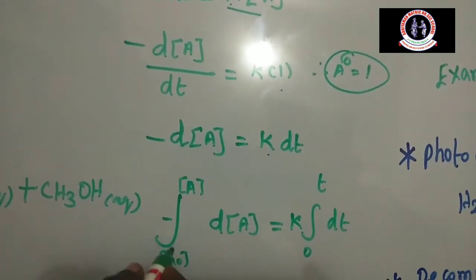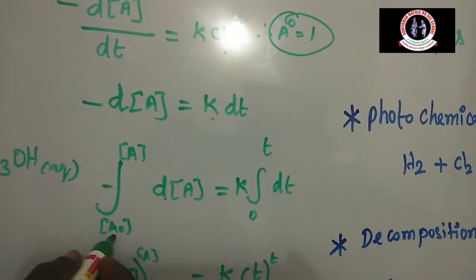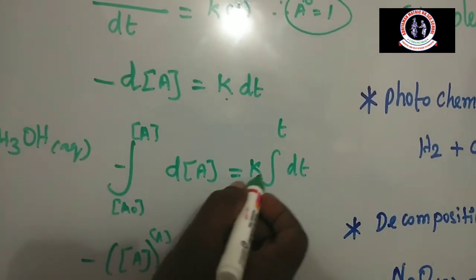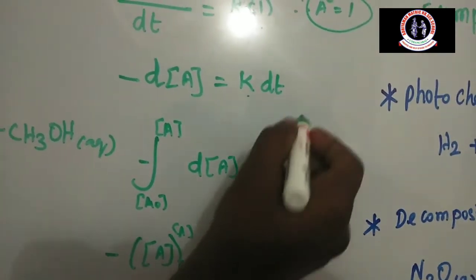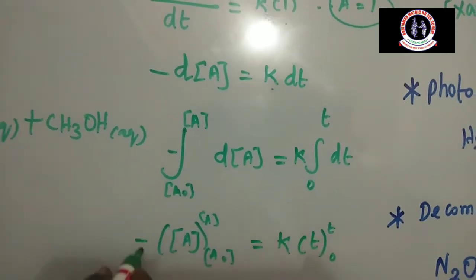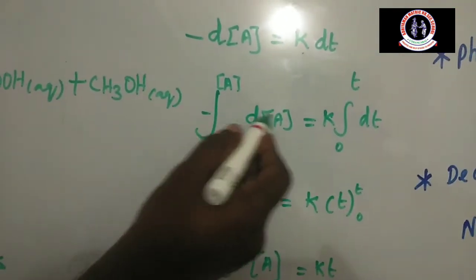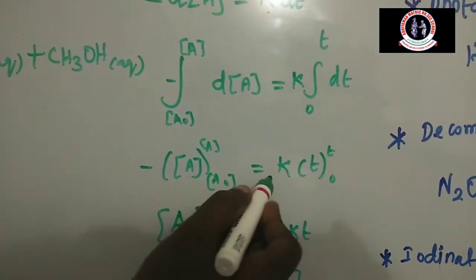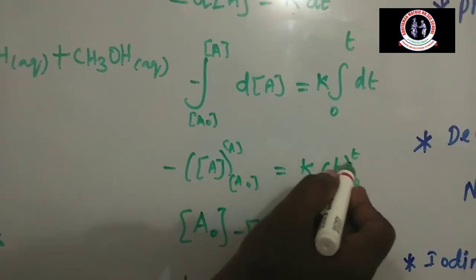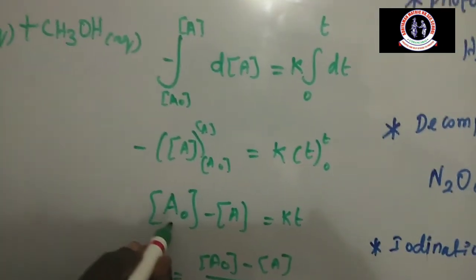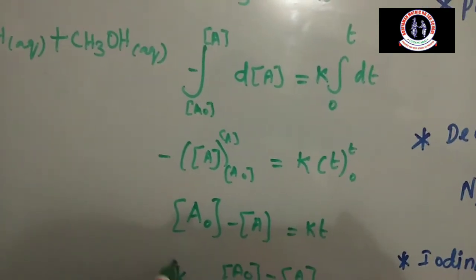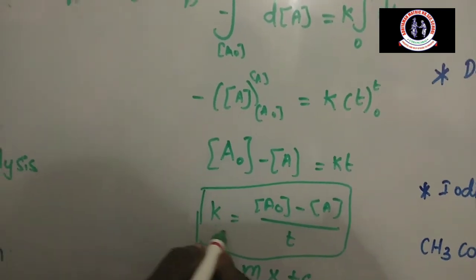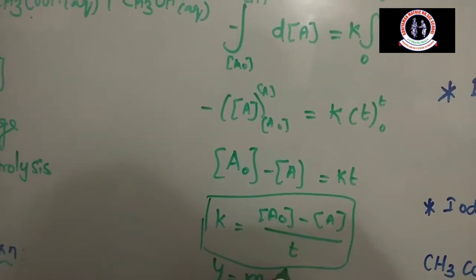We take the integral with limits A naught to A. So minus integral of d[A] is equal to K into integral 0 to t of dt. Minus integral of d[A] gives minus A only. Applying the upper limit and lower limit, equal to K into t, from 0 to t. So A naught minus A is equal to Kt, where K is the rate constant for the zero order reaction. So K is equal to A naught minus A divided by t.